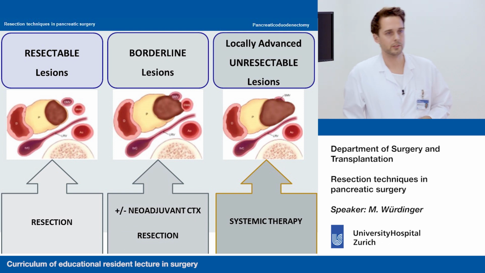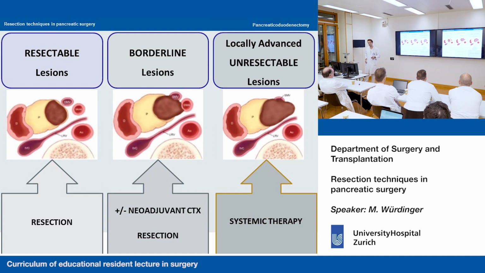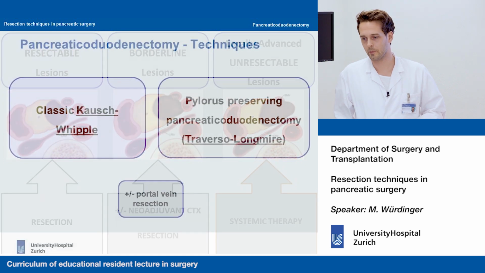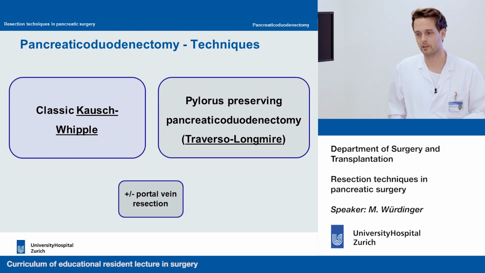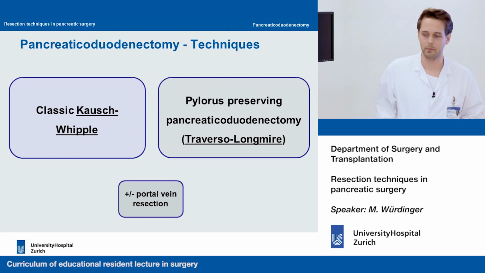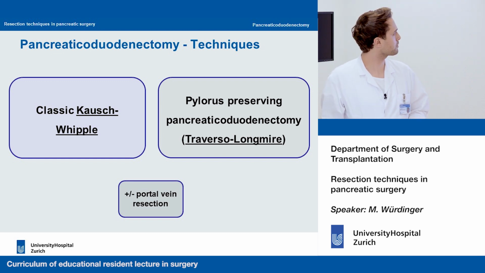So the treatment would be, for resectable lesions, a primary resection, for borderline lesions also a primary resection or a resection after neoadjuvant treatment, and for locally advanced tumors which are unresectable, systemic therapy. And if we go for resection, for the head of the pancreas we have on the one hand the classic Kausch-Whipple procedure with a resection of the pylorus and on the other hand the pylorus-preserving pancreatoduodenectomy, which is the Traverso-Longmire procedure. And both can be done with or without portal vein resection.